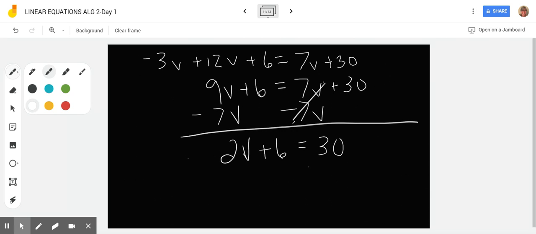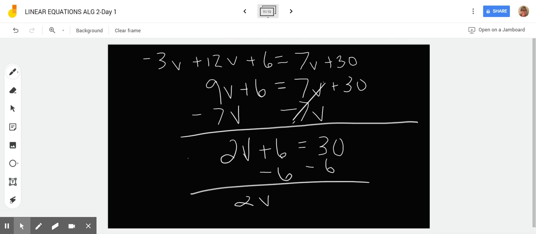What is that 6 doing to the variable? It is adding. So what do we need to do? Subtract. So you get 2v equals 24. And so v is equal to, we want to get rid of the 2 now. What is the 2 doing to the variable? Multiplying. You would divide both sides by 2.